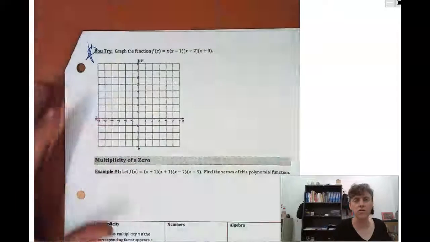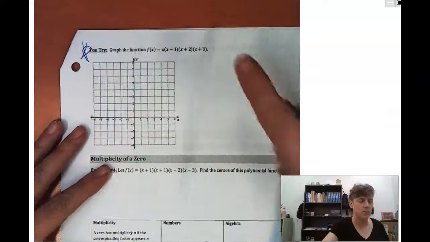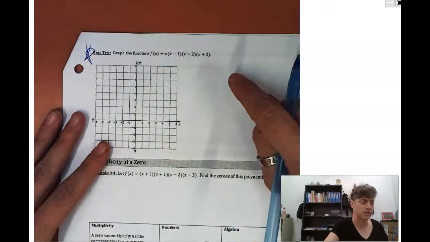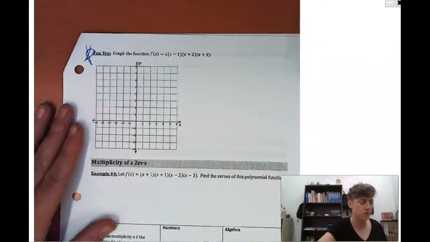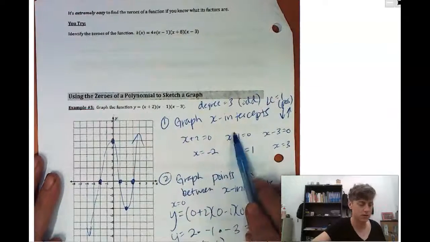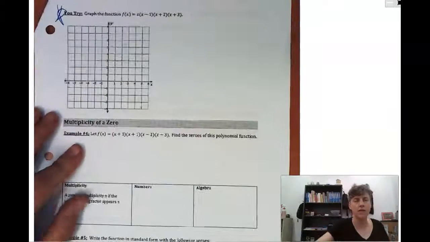All right, you're going to do the next one. This is a you-try situation. Do the same steps. Plot your intercepts, plot points between the intercepts, and connect with curves. So same steps: graph the intercepts, graph points between the x-intercepts, and connect your dots with curves on that next example.